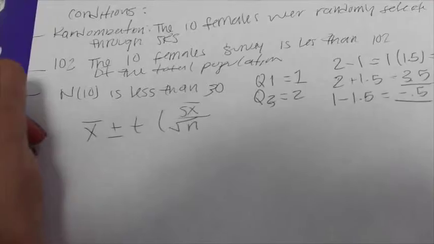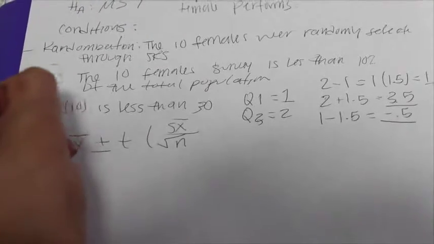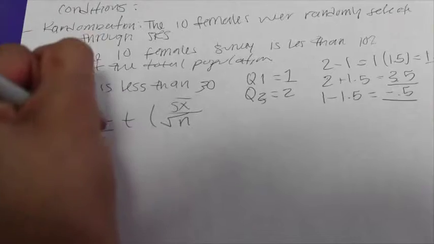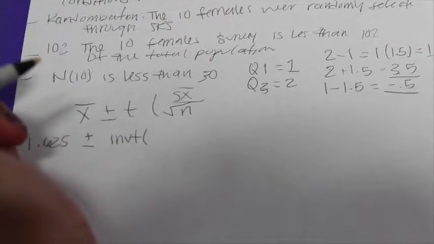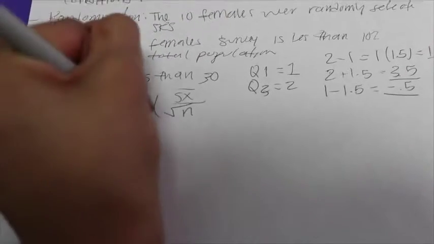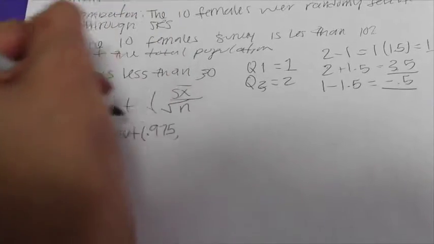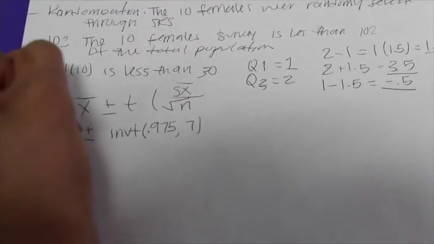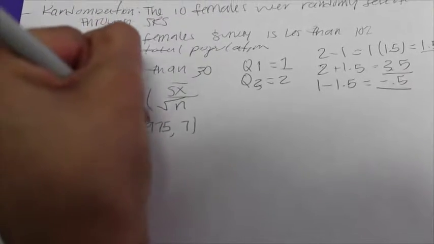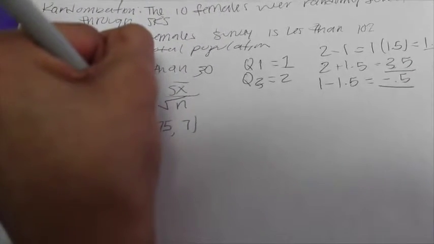So we have our x bar, which is equal to 1.625. We get this from our calculator, and then we have to find t, so we do inverse t. And since we're doing 95% confidence, we have 0.975 here, and then our degrees of freedom, which is 7, because n minus 1 is equal to 7. Once we have that, we have a result of 2.36.